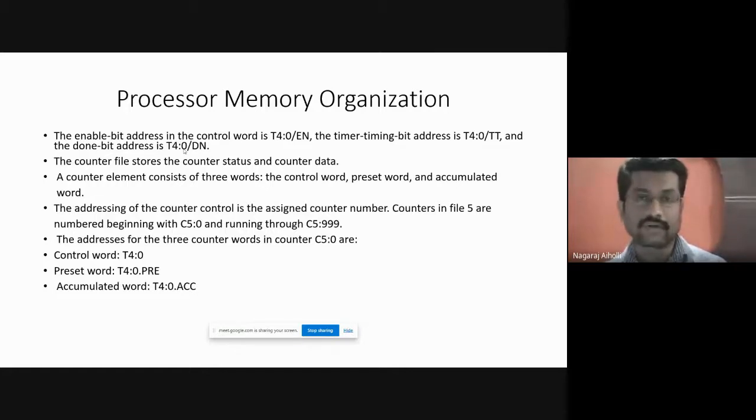Or what all settings we want to make in order to perform the various operations, that can also be called the accumulated word. Okay, the addressing of the counter control is the assigned counter number. Counter numbers are assigned like this: counters in file 5. If we are considering file number 5, then they are numbered as C5:0. C5:0 indicates the counter in file number 5.